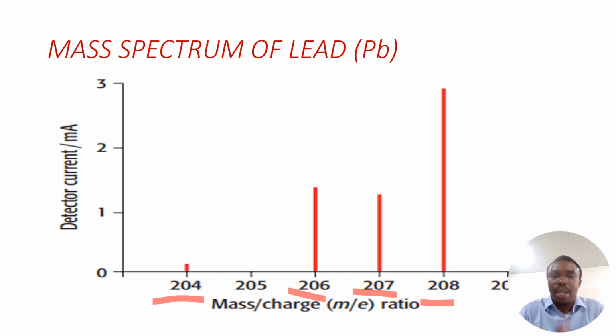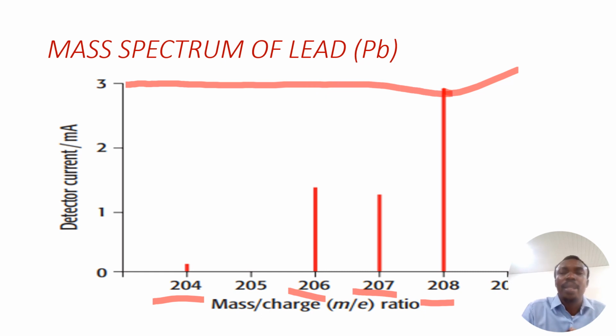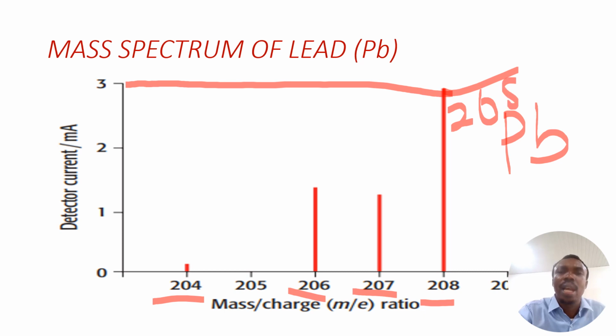You can see that the isotope with the tallest peak, the highest peak, is the most stable isotope, and it has the highest detector current. The peak that has the highest mass to charge ratio, or atomic mass, is the heaviest isotope. So lead 208 is the heaviest isotope because it has the highest atomic mass, or mass to charge ratio.